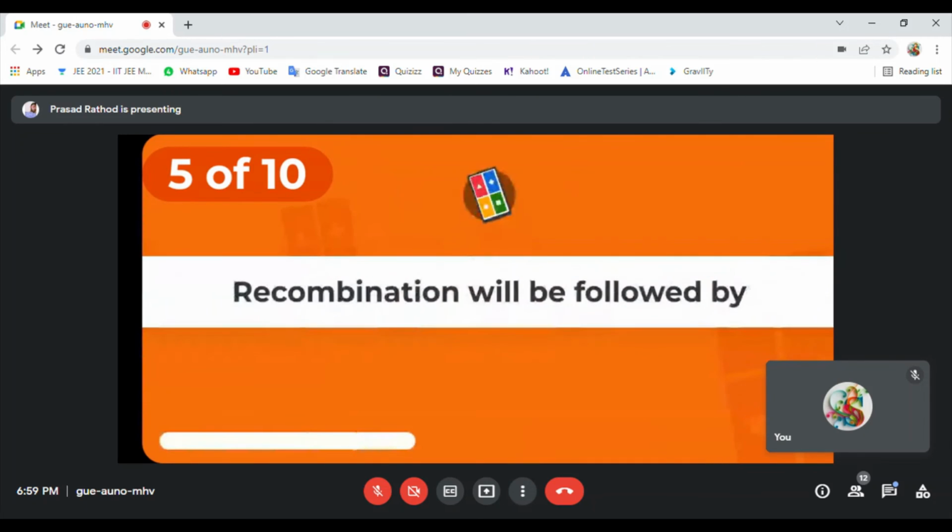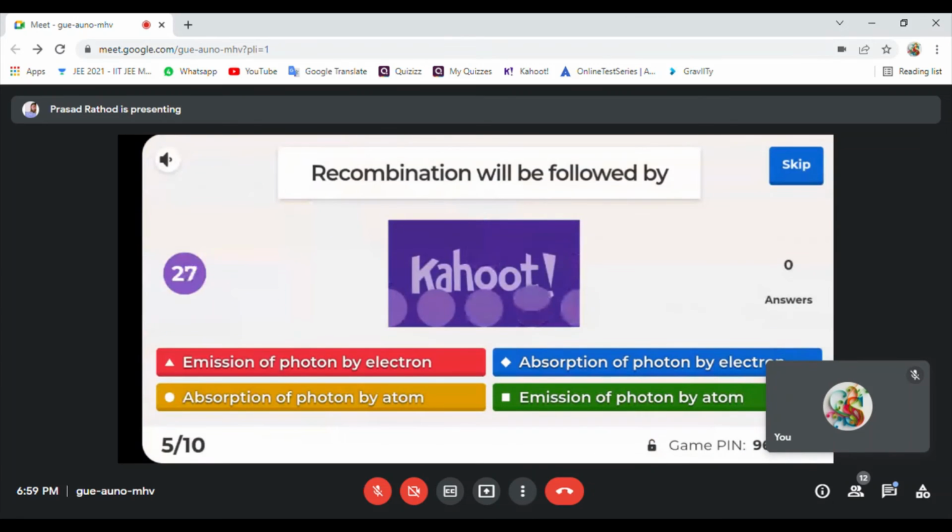The next question is: recombination will be followed by emission of photon by electron for red, absorption of photon by electron for blue, absorption of photon by atom for yellow, and emission of photon by atom for green. Recombination process inside an atom will be followed by emission of photon by electron for red, emission of photon by electron for blue, absorption of photon by atom for yellow, and emission of photon by atom for green.